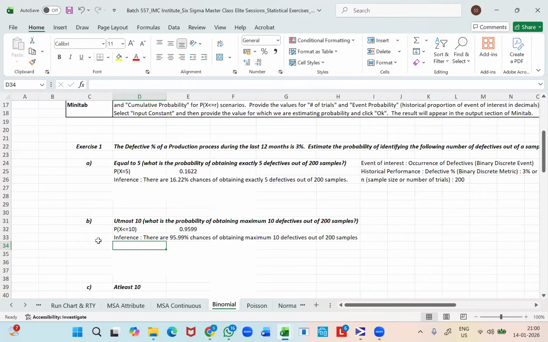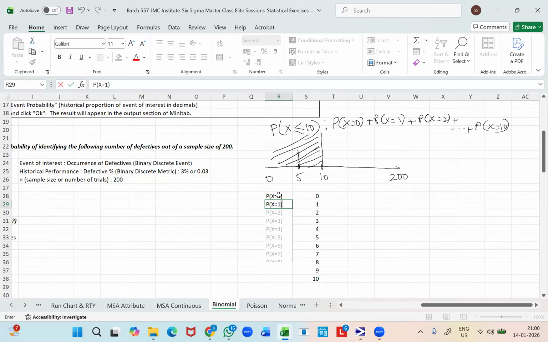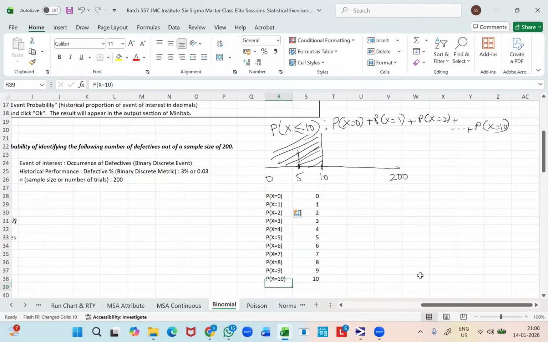So as I told you, this P of X less than or equal to 10 is the summation of the individual probability values from 0 to 10. So we will also find out whether this particular statement is true or not. What I'm going to do is obtain the individual probability values from 0 to 10 and sum it up to see whether I'm getting the same answer, 0.9599, right? So this is P of X equal to 0. This is P of X equal to 1, up to P of X equal to 10, right?